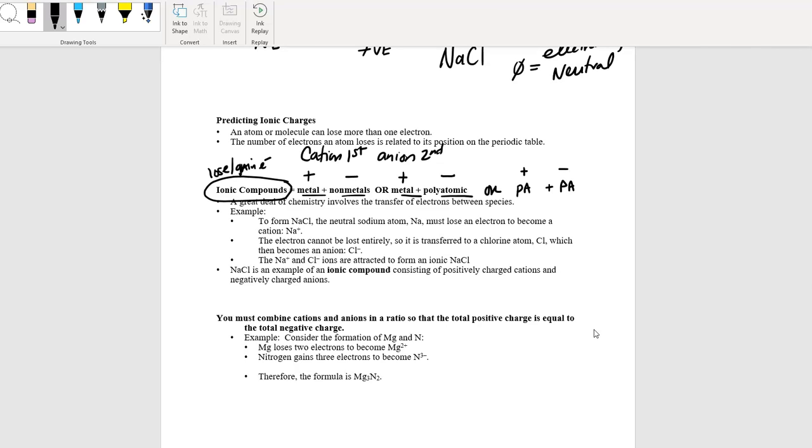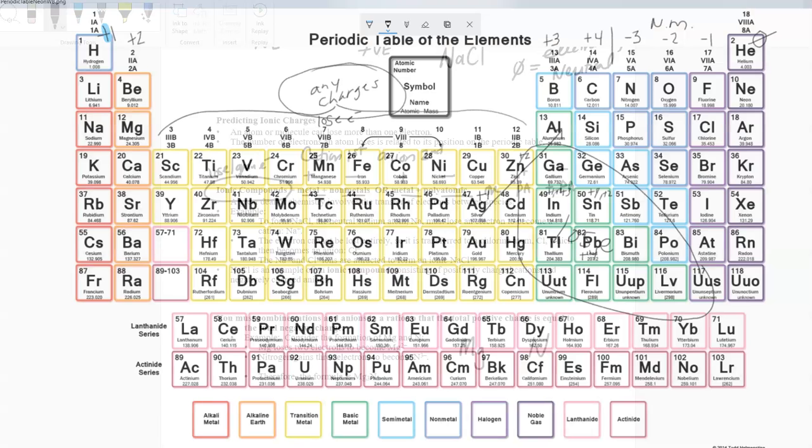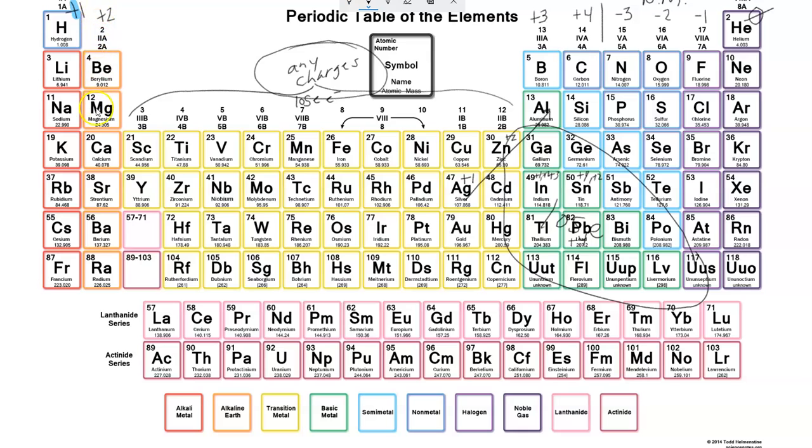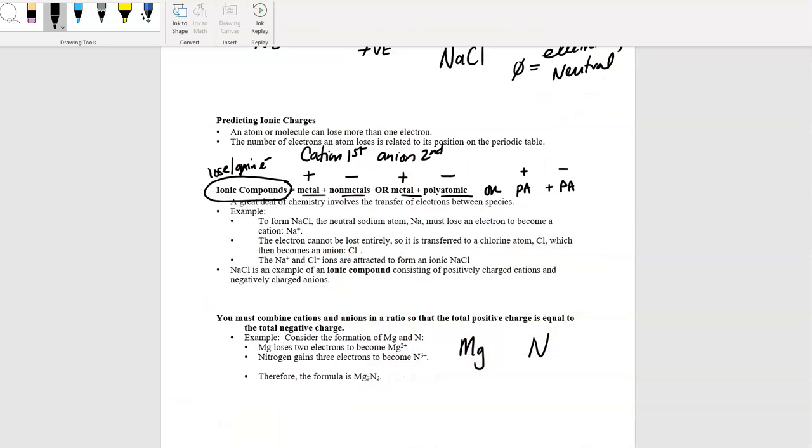So in this very last example, you must combine cations and anions in some type of ratio to equal the total net charge. Let's say I had magnesium and I had nitrogen. You're not going to be given the charges. You're going to have to look at the periodic table. Magnesium is right here in group 2, so he's +2, and nitrogen is over here in group 5A, and he has a charge of -3. So I'm going to put those charges.